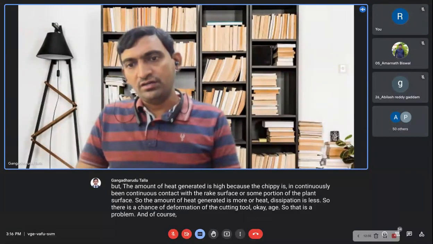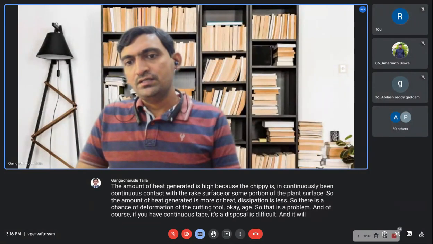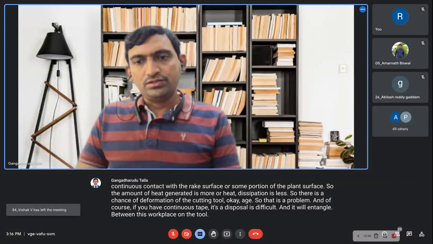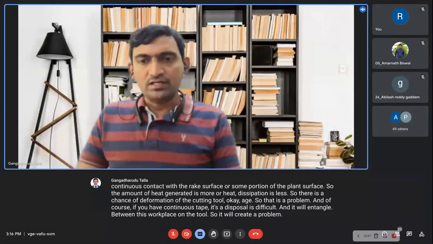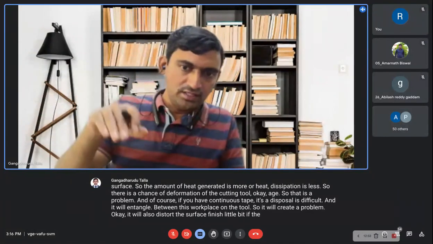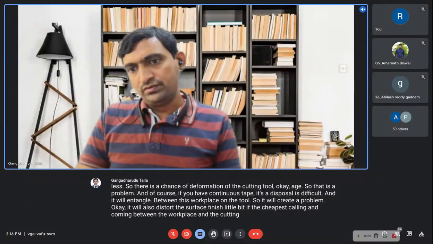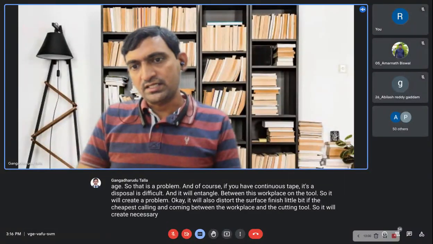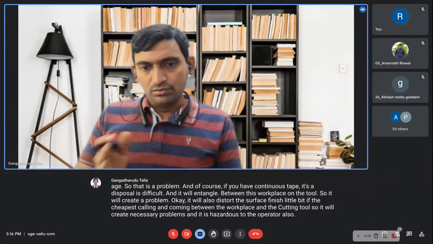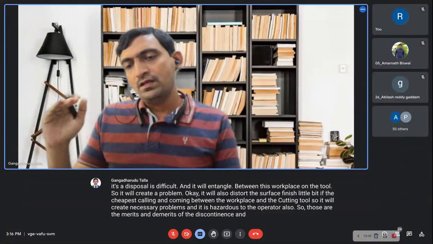And of course, if you have continuous chip, its disposal is difficult and it will entangle between the workpiece and the tool. So it will create a problem. It will also disturb the surface finish a little bit. If the chip is curling and coming between the workpiece and the cutting tool, it will create unnecessary problems and it is hazardous to the operator also. So those are the merits and demerits of the discontinuous and continuous chip.